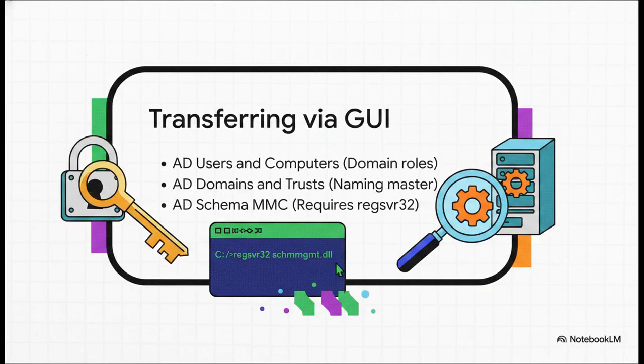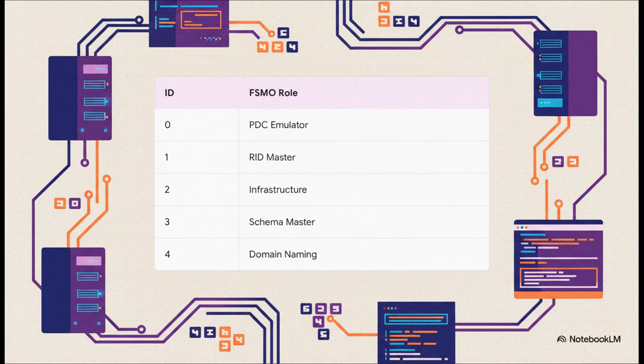When it comes to actually moving these roles, you can totally use the GUI. The 3 domain roles are moved using Active Directory Users and Computers. The domain naming master is handled in Active Directory Domains and Trusts. But watch out for the schema master. It's got a hidden trick. You won't see it by default. You actually have to open a command prompt and register the schema DLL file first. You just type regsvr32 schmmgmt.dll, hit enter, and then the Active Directory Schema snap-in finally shows up in your management console. But honestly, while the GUI is fine, PowerShell is infinitely faster and way less tedious.